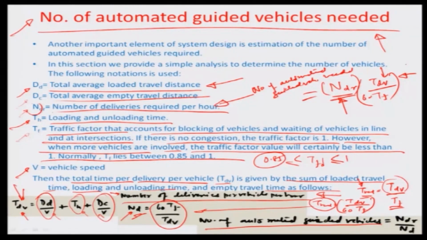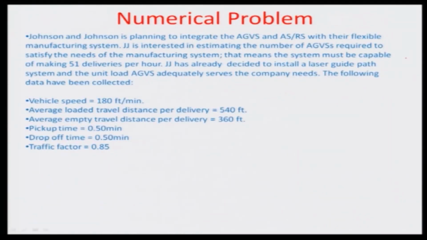Let us look at a problem example where Johnson & Johnson is planning to integrate the AGVs and also the automated storage retrieval system, which I will mention after this topic, with their FMS system. JJ is interested in estimating the number of AGVs required to satisfy the need of the manufacturing system. That means the system must be capable of making 51 deliveries per hour. That is how they are planning, and they have already decided to install a laser guided path system, and unit load AGVs adequately serve the company needs. The following data has been collected.